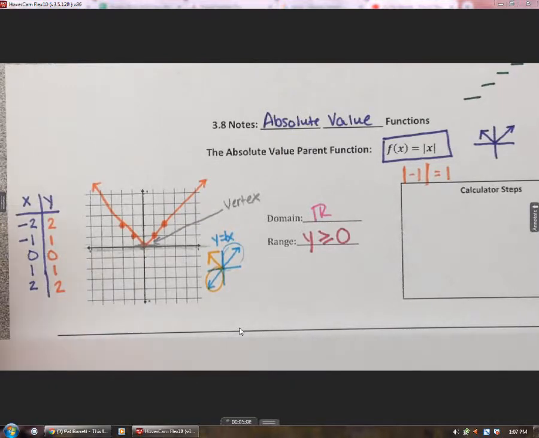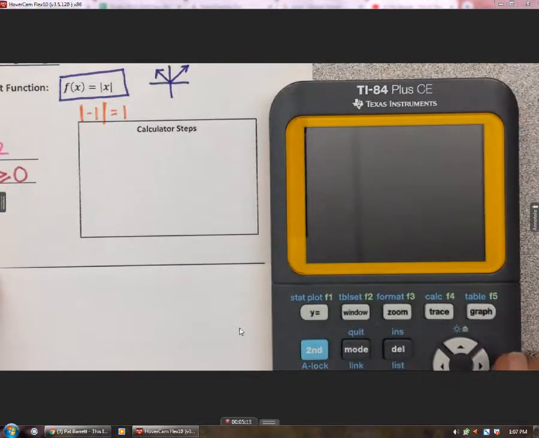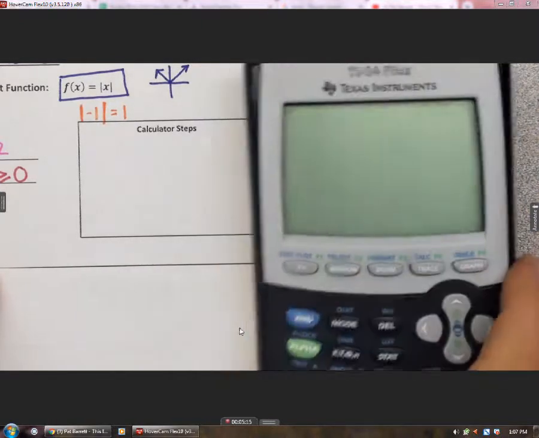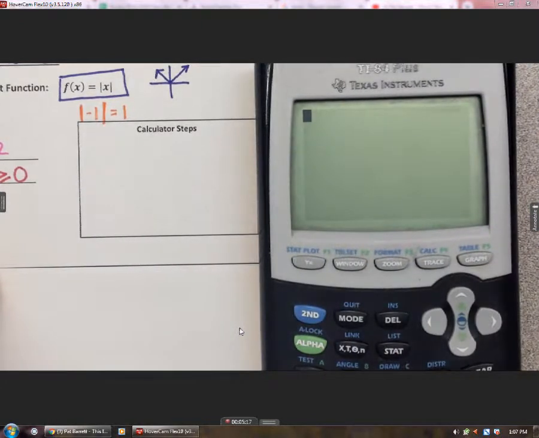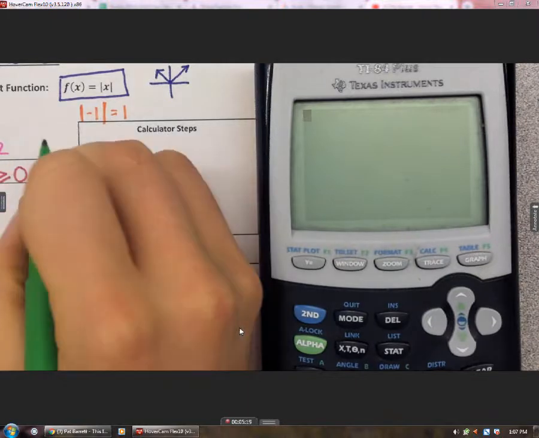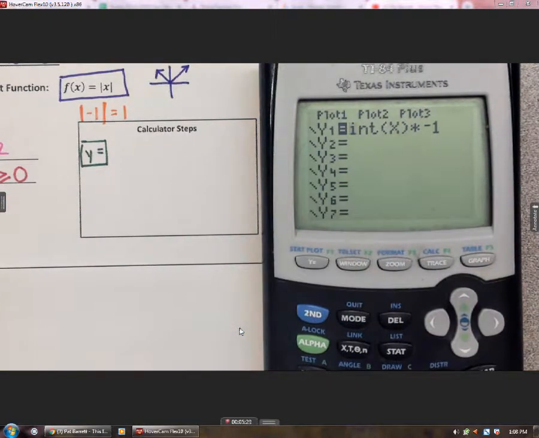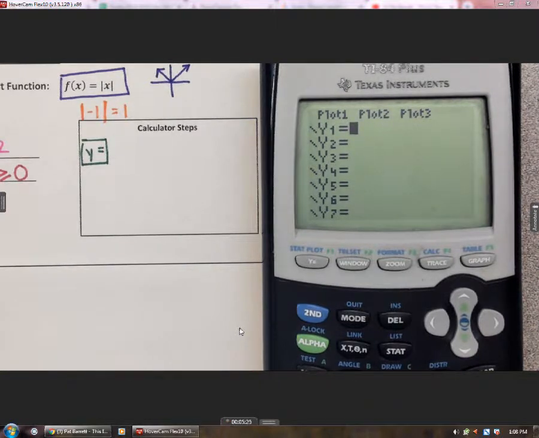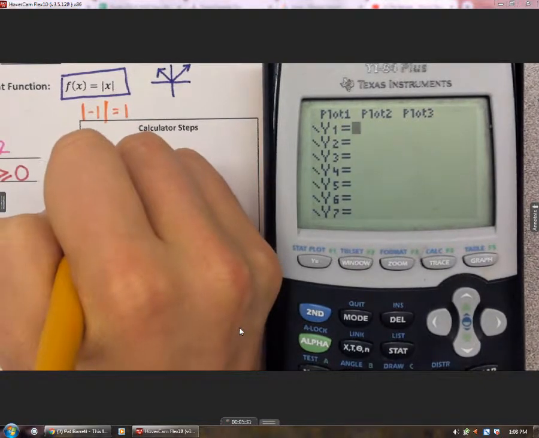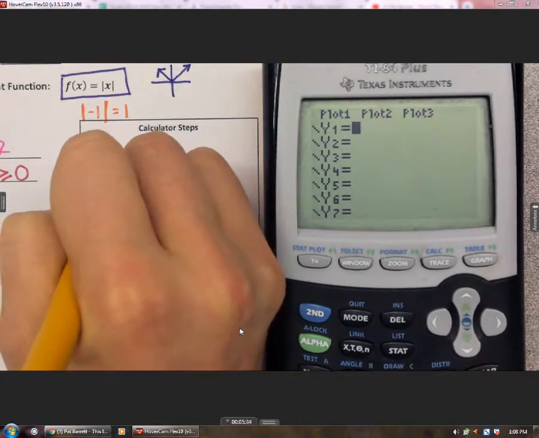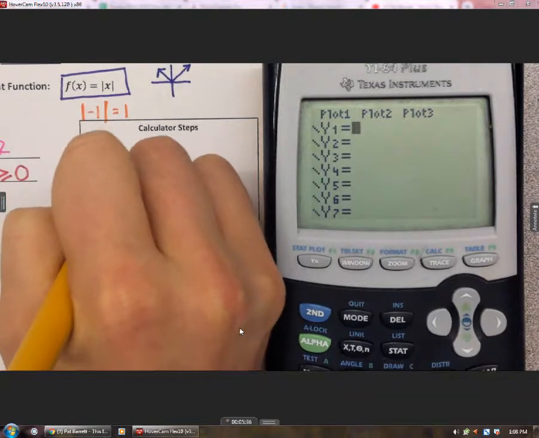So far, so good. Calculator steps. Yes, you can graph these on your calculator. I'm going to show you this one, actually. Here's how you graph it. Whenever you graph, you always push the y equals button. We can clear this out. And then to get to the absolute value, we're going to press math, like we did yesterday.